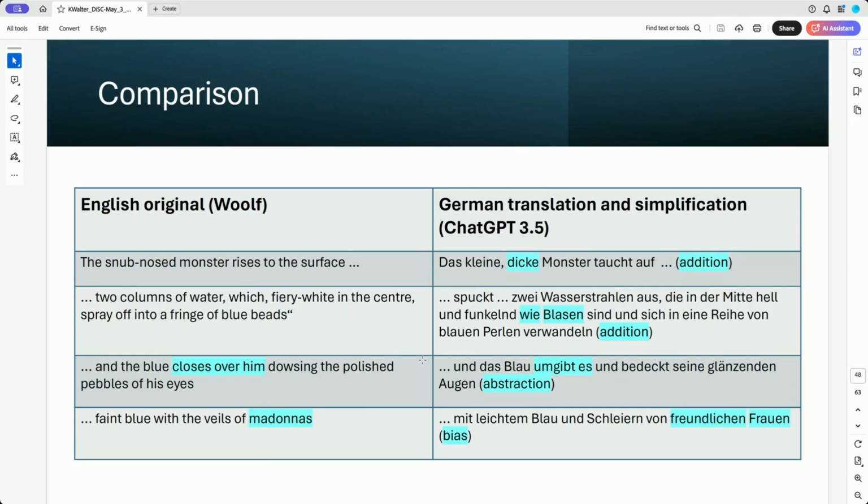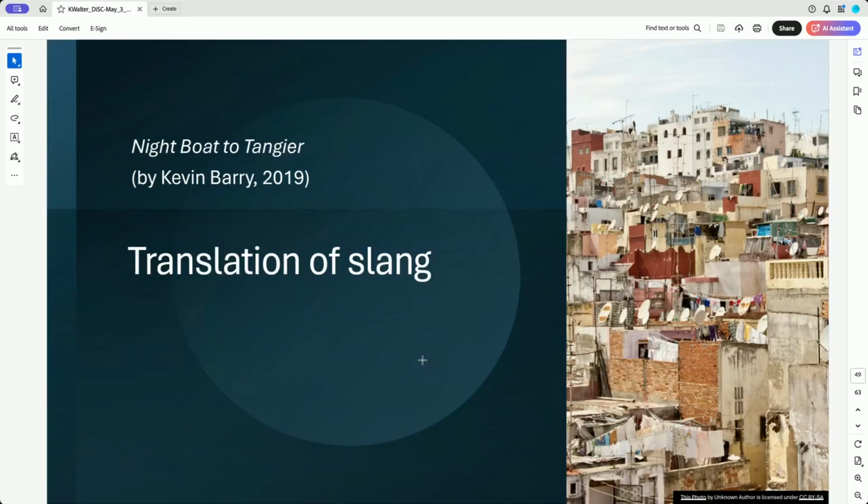The blue closes over him, which kind of describes the monster being submerged in the water, becomes a very abstract, "das Blau umgibt es." And I think this is the most interesting one here. "Faint blue with the veils of Madonnas." The religious symbol is dropped in the translation simplification. And what we've got is, I suppose, a very biased description of this symbol.